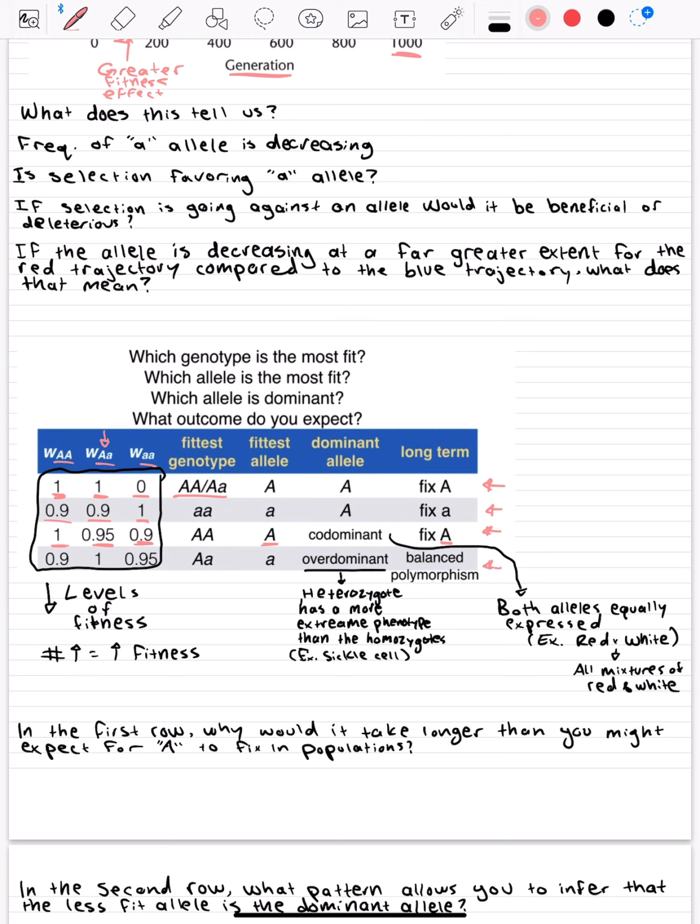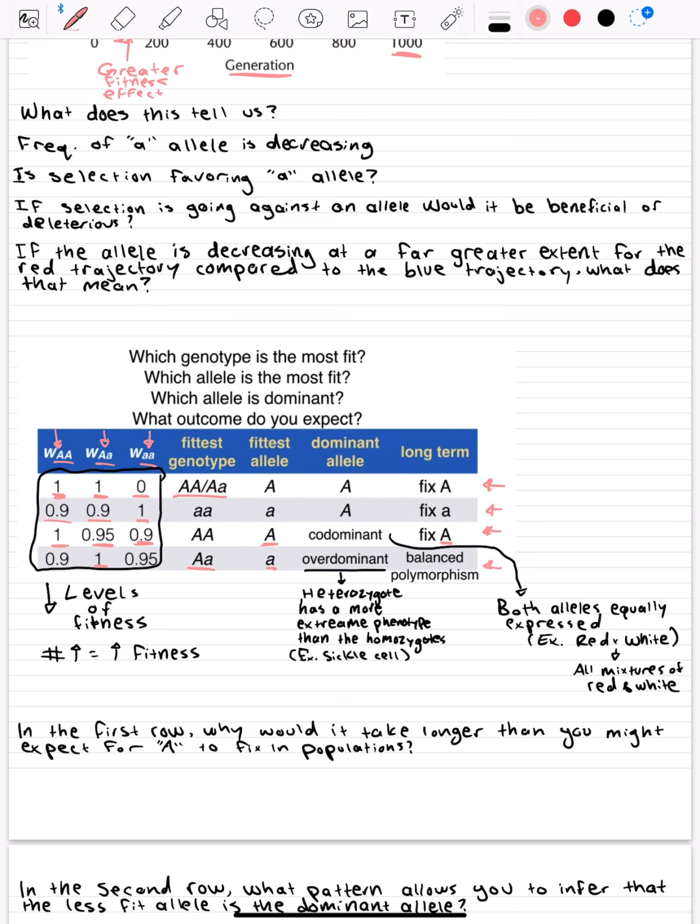For the fourth row, we see that the highest fitness is the heterozygous individual, so the fittest genotype would be the heterozygote. Looking at both homozygotes, the homozygous recessive has a higher fitness than the homozygous dominant, meaning that the most fit allele would be the recessive allele, little a. In this case, what would be the dominant allele? It would be overdominant, meaning that the heterozygote has a more extreme phenotype compared to the homozygotes.